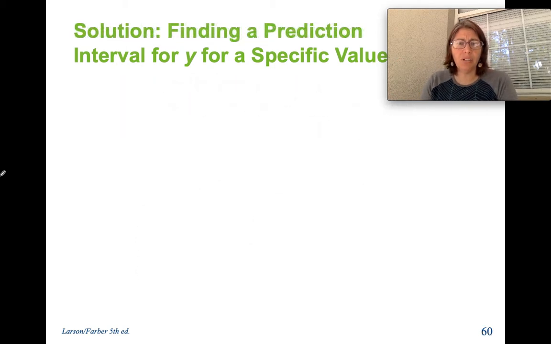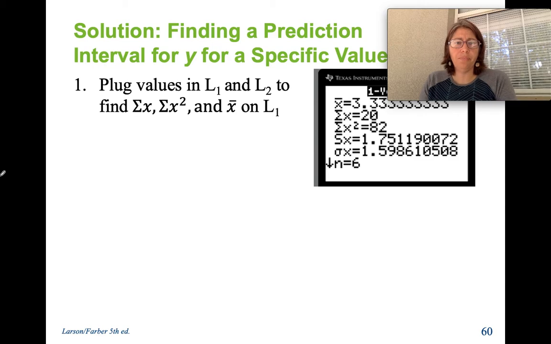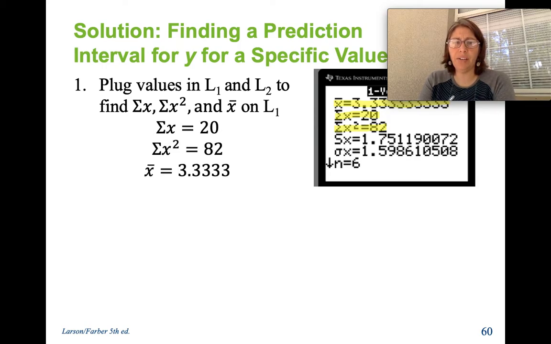So what we're going to do is, first of all, plug values into list 1 and list 2. Now we've already done this because this is the same set of values. But to walk through this from start to finish, you would plug values into list 1 and list 2, and we would run one variable stats on list 1. When you do that, we need to write down the sum of the x's, the sum of the x squareds, and we also need to write down the mean. We need to write down those three things. Those are things we're going to need to find our E. So we're going to write all those down on our paper.